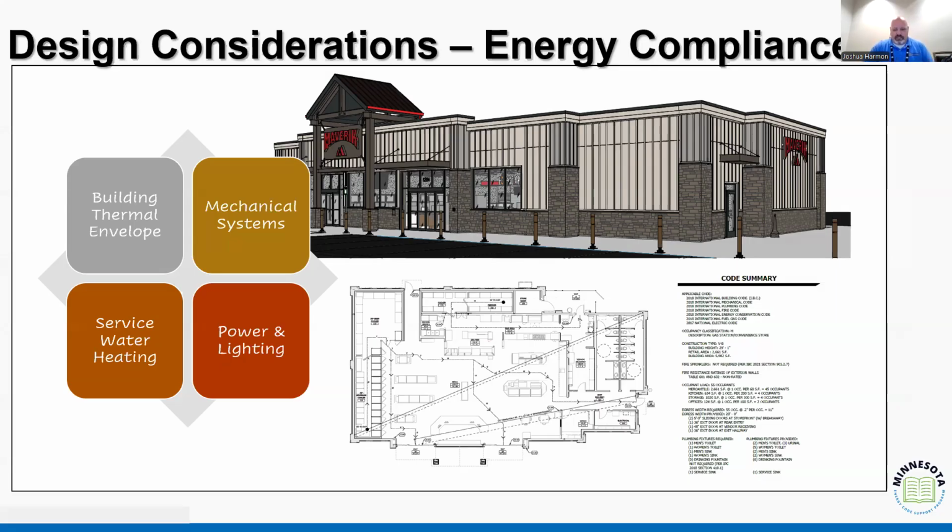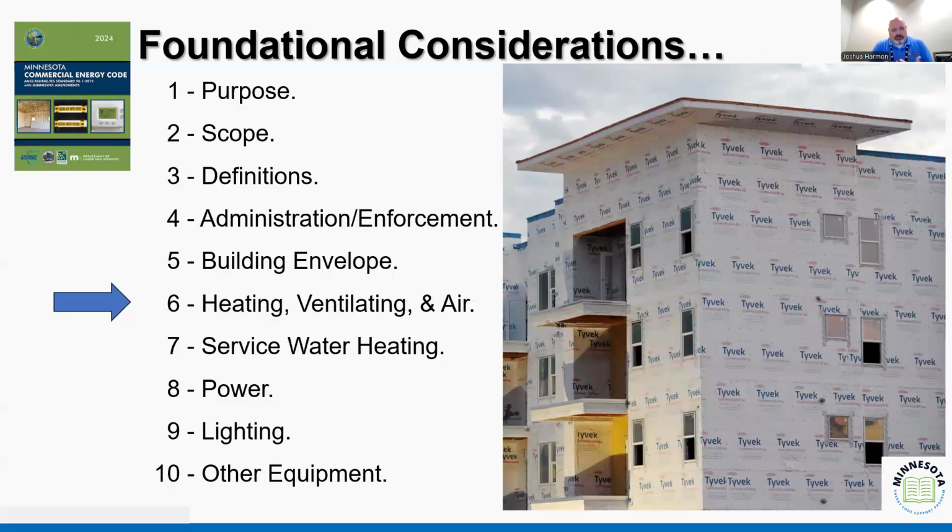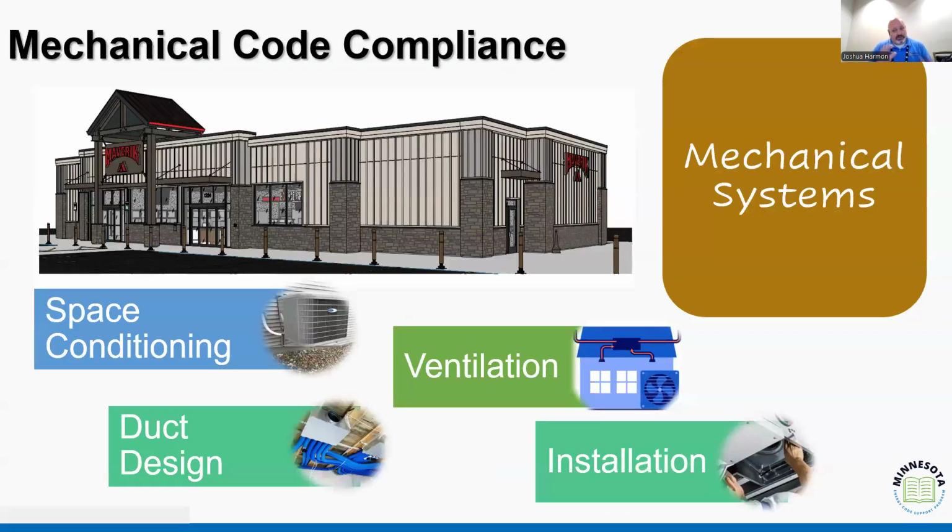We have these concepts. And one of those, again, foundational ways we look at it is in chapter 6 of the energy code. Remember, mechanical systems do a lot of things. Energy code is not the end of it. It's part of the relationship. So not only do mechanical systems provide space conditioning, they also provide ventilation. We also look at duct design, not data collection, duct design and proper installation.